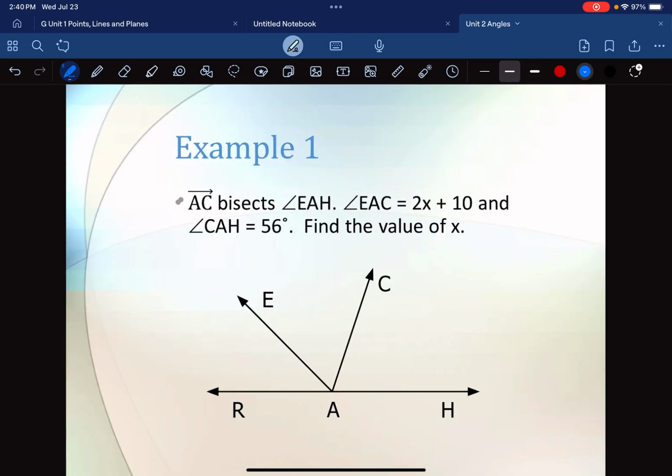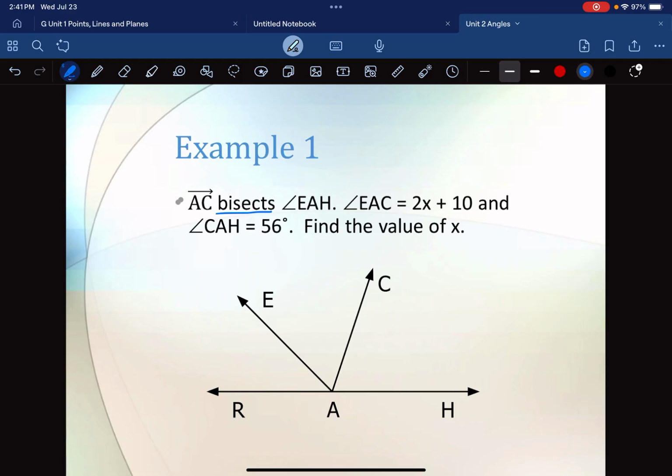All right, so I think it's important when you look at a problem in geometry, you've got to do a few things. So first, you've got to look at what's been given to you. You need to read the statement up here at the top. And you've got to pull in key words like bisect. That's pretty important right there. What does bisect mean? Bisect means it cuts in half. So something got cut in half. Well, what got cut in half is angle EAH.